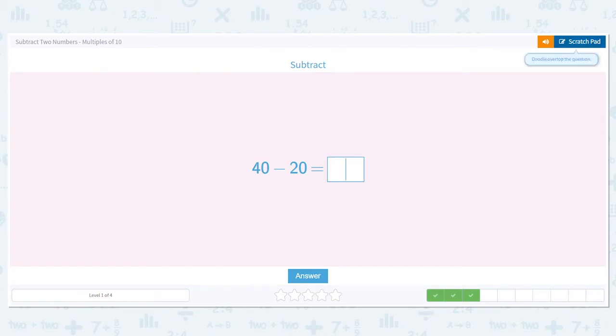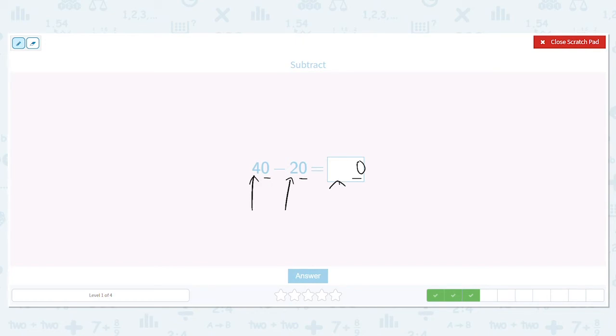Okay, let's practice again. And I'm going to do it a slightly different way. This time I'm going to do the ones place first, because typically when we subtract, we start in the ones place. So 0 minus 0 equals 0. And now let's do the basic fact. 4 minus 2 is 2. I still get 20. 40 minus 20 equals 20.